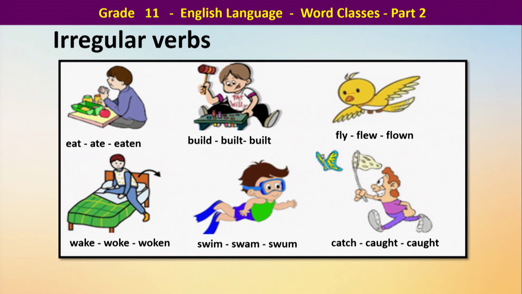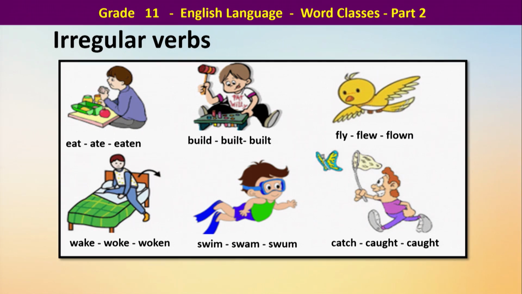So you can see a difference between the root word and the past form as well. Those are irregular verbs. Build, built, built. Fly, flew, flown. Fly, flew. Not flied, and that's wrong, right? What about the next picture? Wake, woke, woken. Wake, woke. Those are different words. Swim, swam, swum. What about catch? Catch, caught, caught. You can see he is going to catch a butterfly, right?